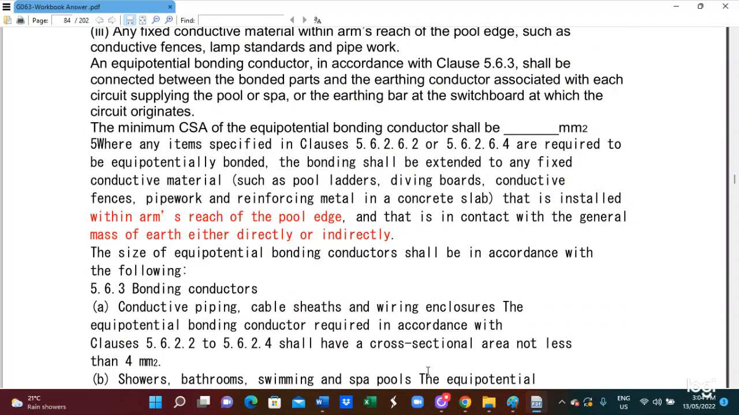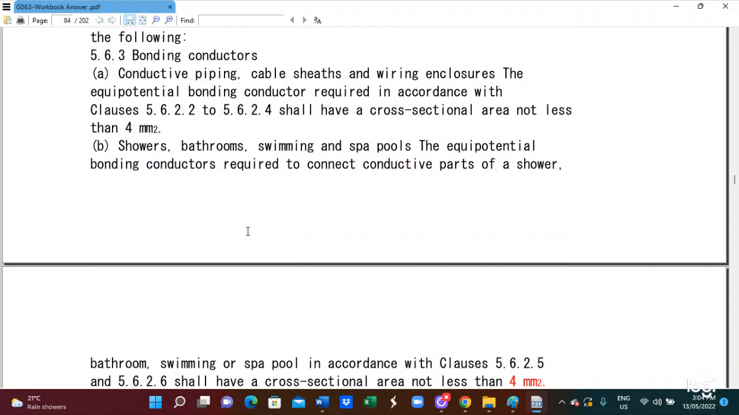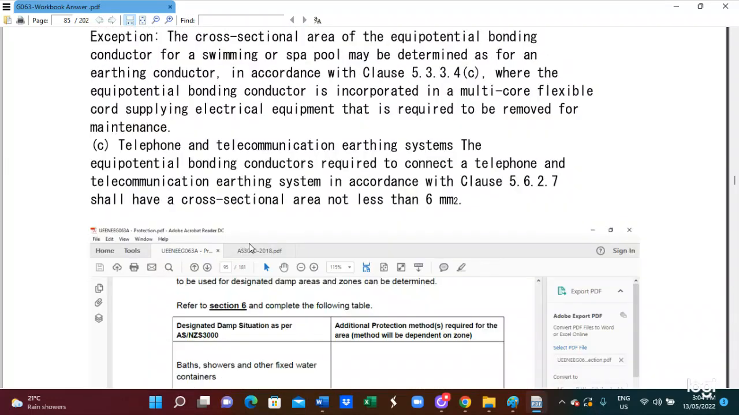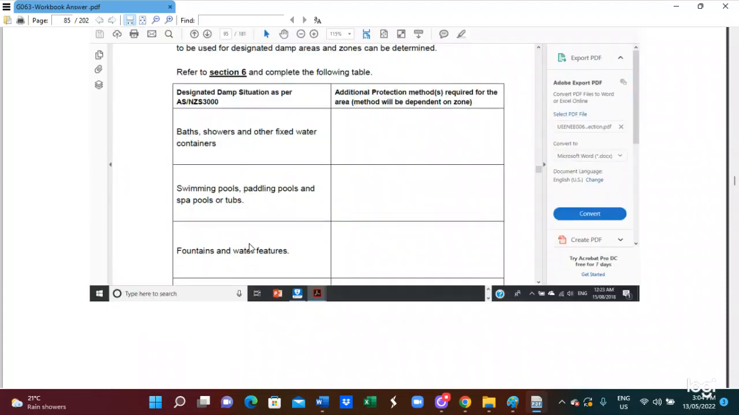Also, we need to provide the minimum CSA requirement for the equipment in the combination component. There must be a way in the arm of the full edge, and we have to know how to install it. Also, the class 5x6 by 3 mentions the bonding connector: how to run it and where you install it. So here, at this table, you have to do the exercise.